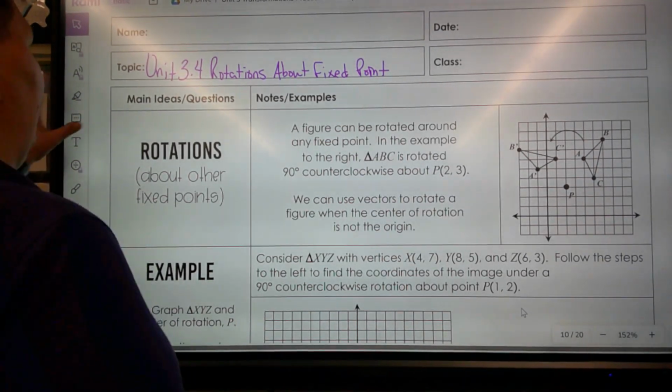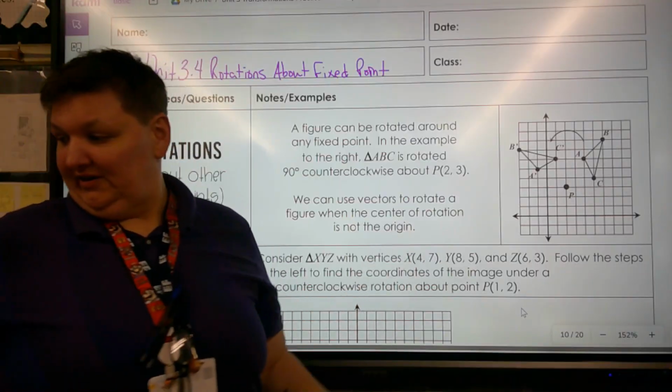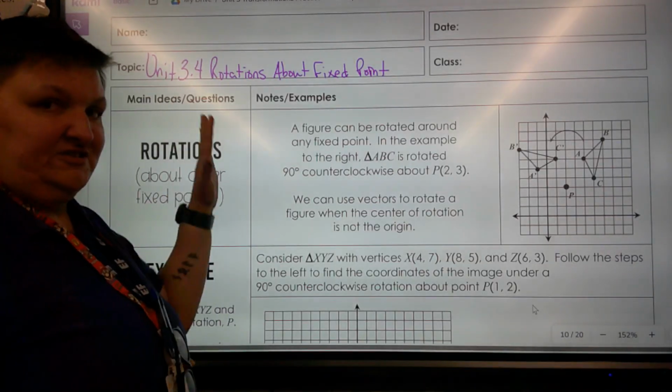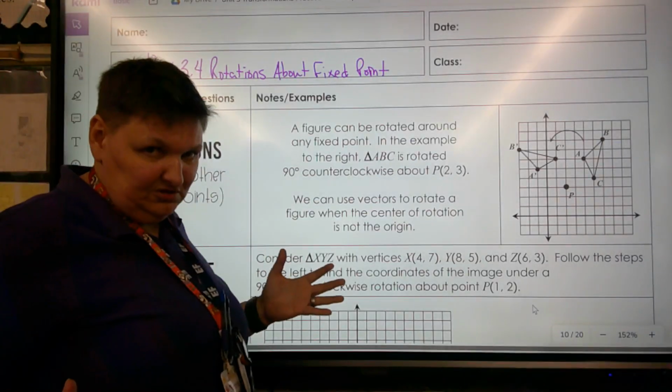Unit 3.4, rotation about a fixed point. Okay, now here's the deal. It's very similar to 3.3, rotations around the origin. It has all the same rules, right?